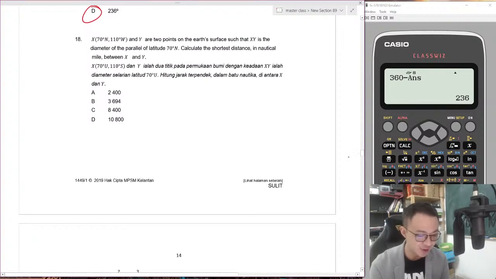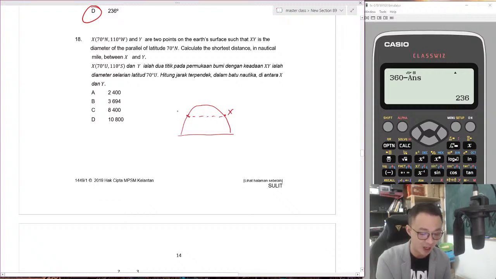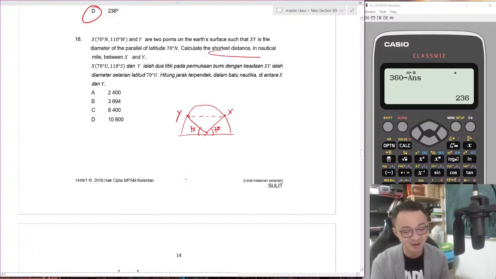Okay, another earth question. X and Y are 2 points on the surface of the earth such that XY is the diameter of the parallel of latitude. Basically something like this. If I draw half of the earth here, and this one is X, then Y will be on the same plane. Here will be Y. Both are at 70 N. This is 2 dimensional now. Right now they ask us to calculate the shortest distance from X to Y.